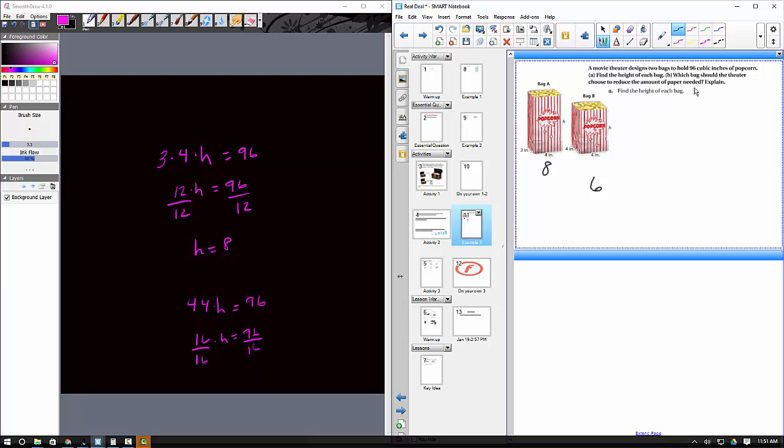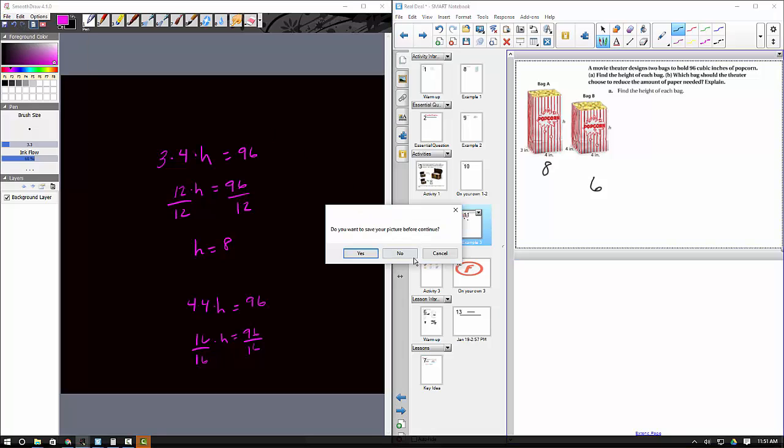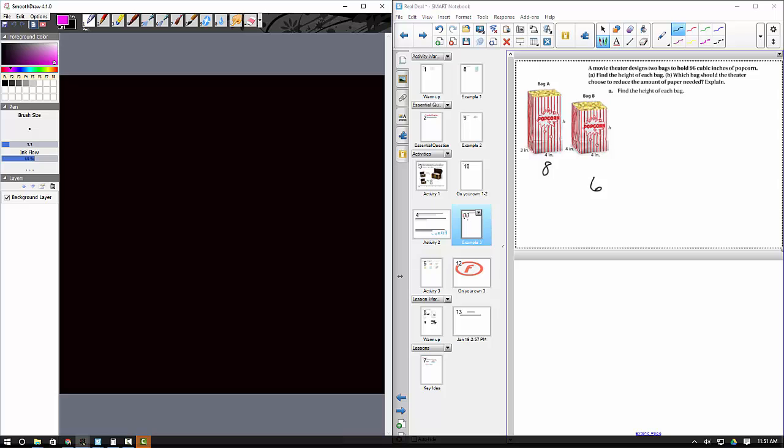Well, now that I know that, it says which bag should I use to have the least amount of paper? So I have to find the surface area, right? And basically, I'm going to draw a net. So let me just go through here for each one. So it's a two-part question. So now I have to draw this net, and I have my base right here, and this is going to be a 4 by 3.